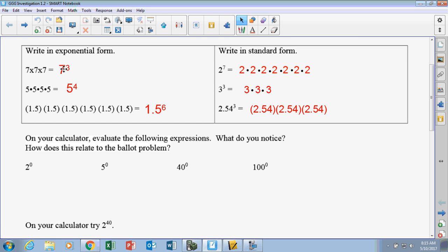All right, so here's what I want you to do. On your graphing calculator, I want you to take these 4 values, 2 to the 0 power, 5 to the 0 power, 40 to the 0 power, and 100 to the 0 power, and tell me what you notice. Okay? So we're going to pause again here and take a few seconds, let you guys do this, and then tell me what you notice.